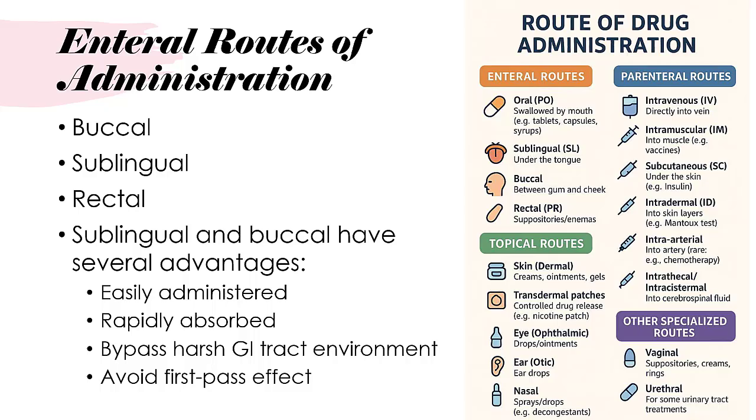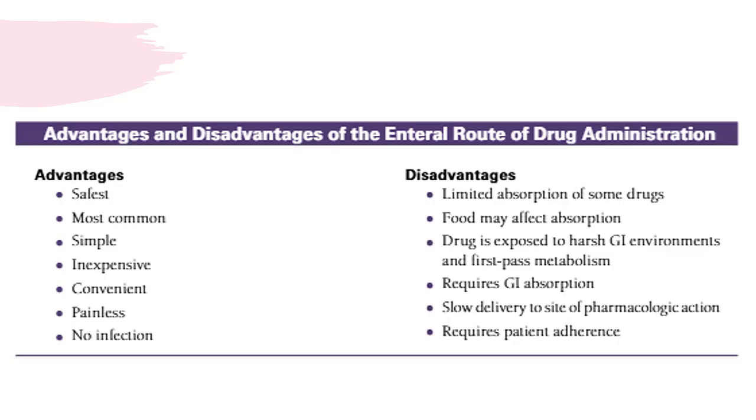Even the rectal route has varying degrees of the first pass effect, contrasting with other routes of administration, where the drug is distributed in the body before reaching the liver. Both the sublingual and the buccal routes of absorption have several advantages, meaning that they are easily administered, rapidly absorbed, they bypass the harsh GI tract environment, and they avoid the first pass effect. Here is a table with some advantages and disadvantages of the enteral route of drug administration.